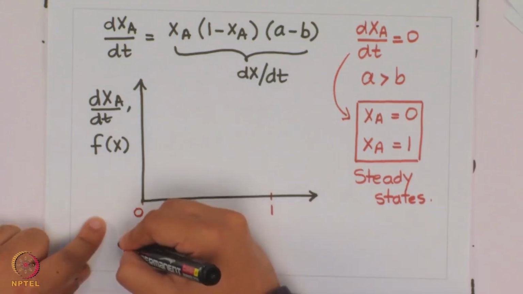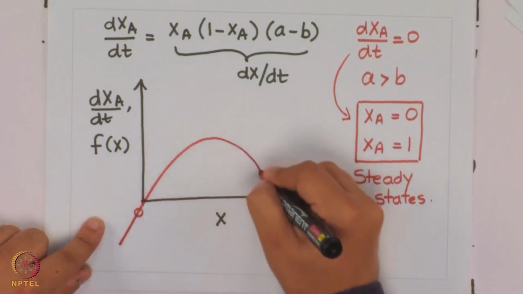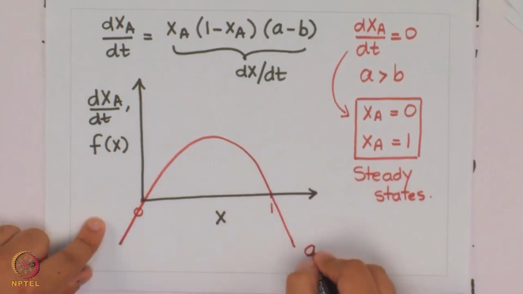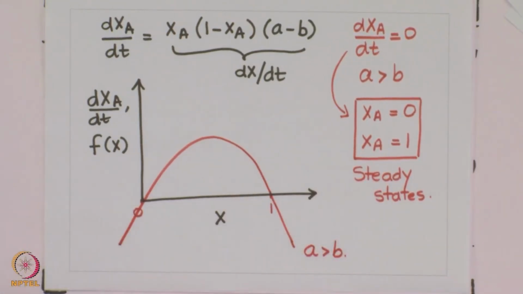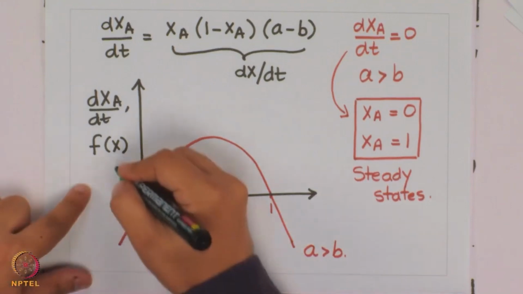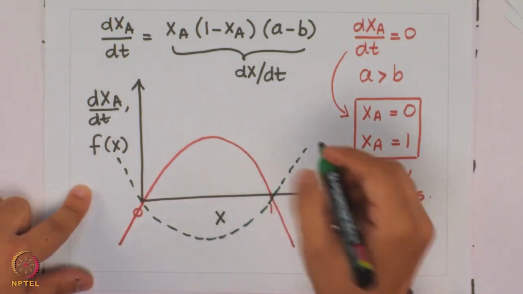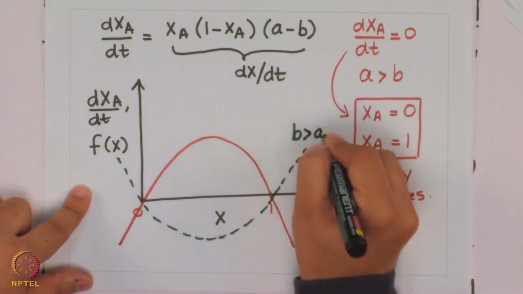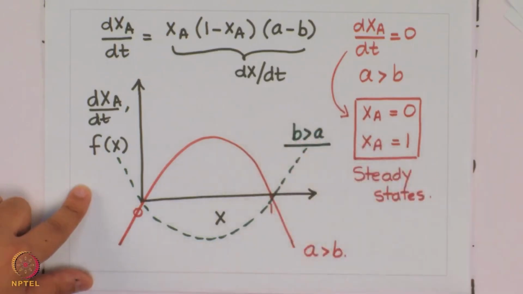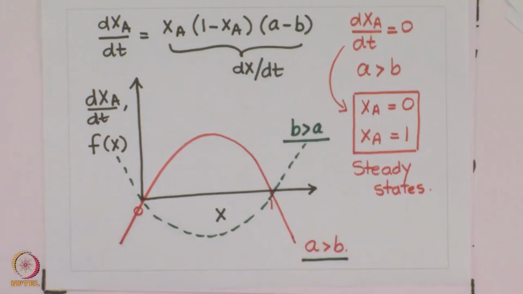If A is bigger than B, the plot looks something like this. This is for A bigger than B, and if B is bigger than A, the plot changes its nature and it looks like this. So, the green curve is for when B is bigger than A, and the red curve is for the case where A is bigger than B. So, I leave this as an exercise, and we will begin the next lecture by solving the stability of this system using these two scenarios and see what that tells us about the biology.